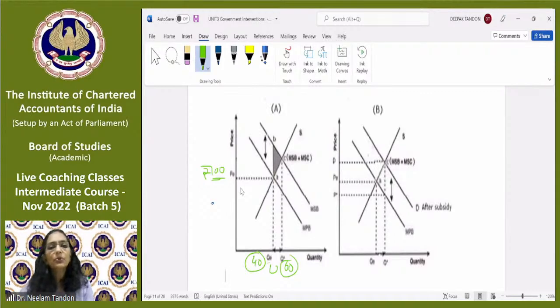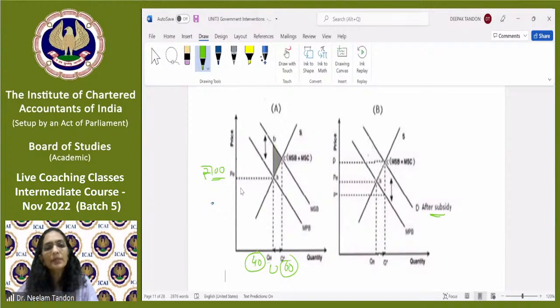So what will the government do? The government has to overcome this gap, this AB gap here. How will the government overcome this AB gap? The government will say, we'll subsidize this much. So the government has offered a subsidy. Now what has happened after the subsidy? This is the new demand which is there.